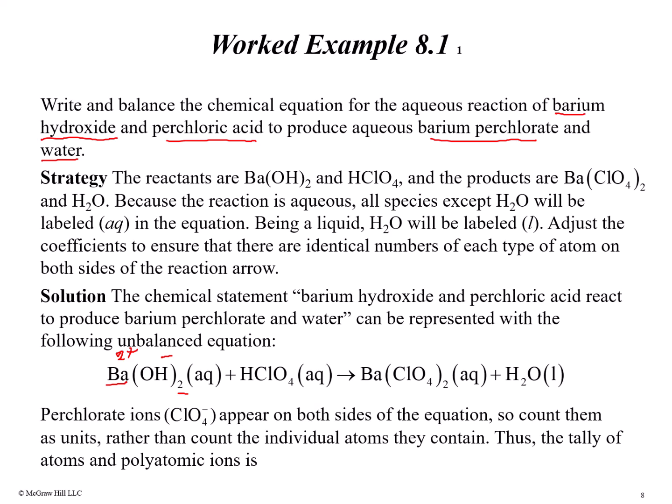Perchloric acid, you're going to have to know, this is what we did when we did naming. We said you memorize that this is the perchlorate ion, and you're going to add a hydrogen to that, and that's going to give you HClO4, so that becomes perchloric acid. So there's my chemical formula for perchloric acid.